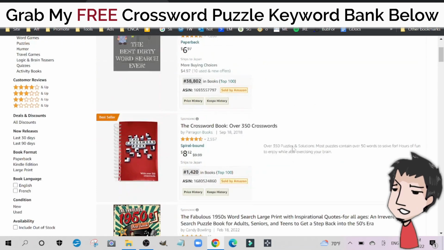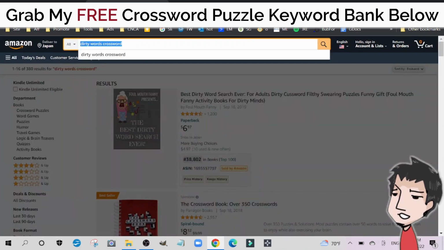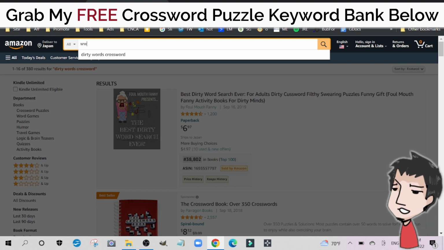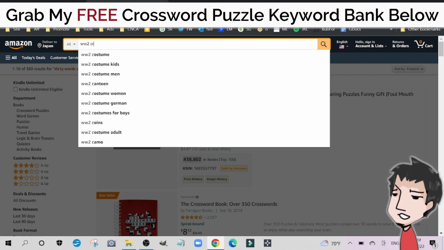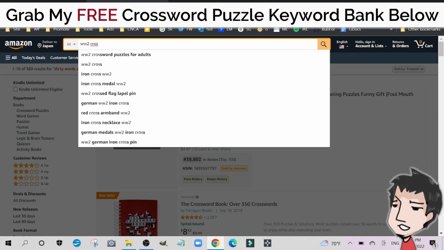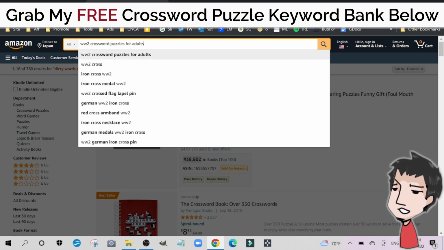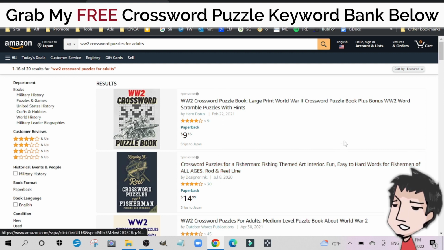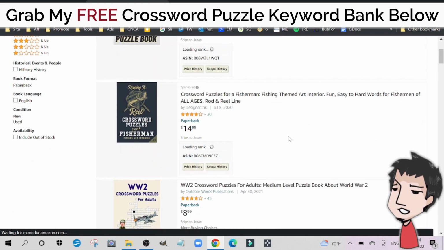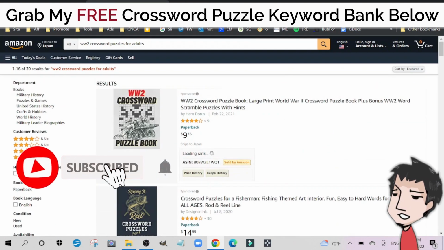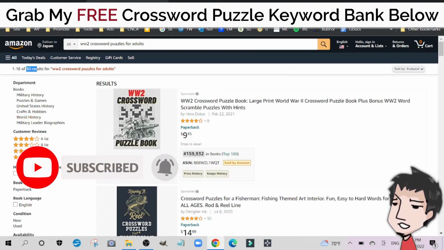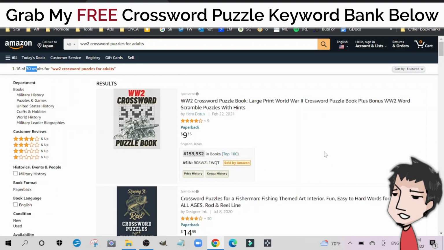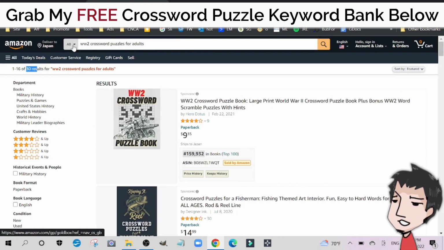Okay, let's try different events in history. Let's put in World War II crossword puzzle for adults. Okay, again, these are selling well. So this niche has under 1,000 results, and these books are already selling. So you want to go after these types of niches.